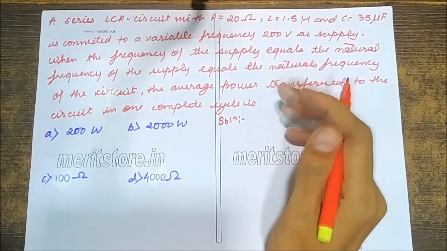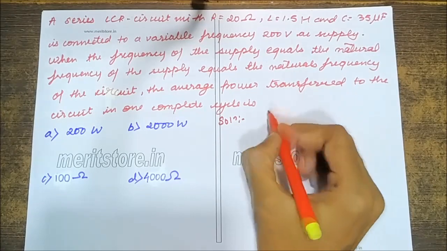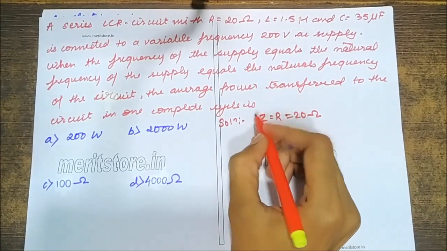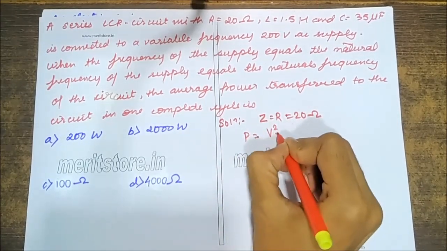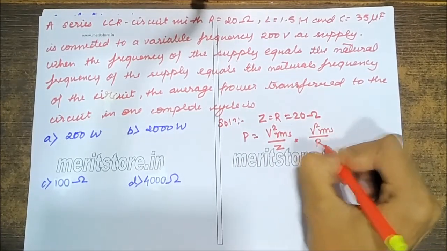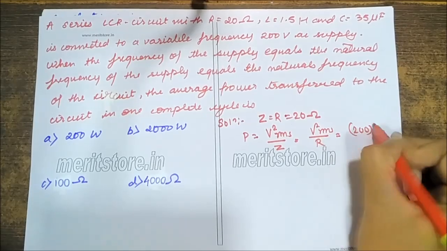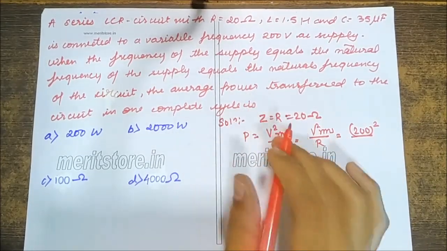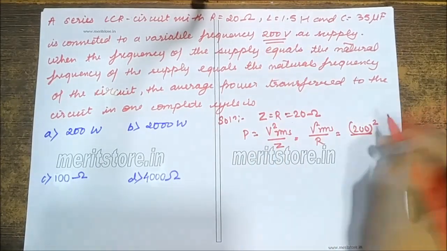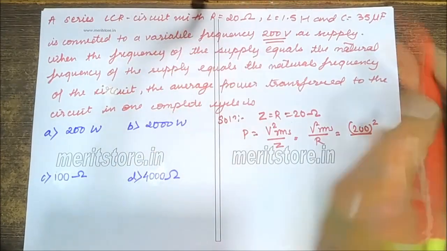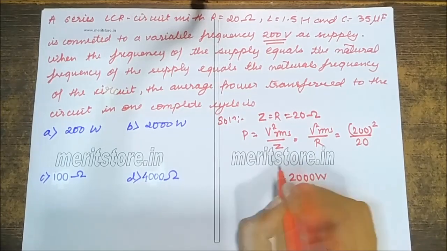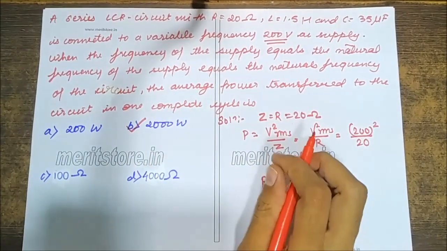If the frequency of the source is equal to the natural frequency, then the impedance Z is equal to the resistance, and that is equal to 20 ohms. The average power is given by V square RMS upon Z, where the impedance has become the resistance, that is 200 square, where the voltage is given to be 200 volts, upon the resistance, which is again 20 ohms. So 200 square upon 20 will give you 2000 watts of power. So B, 2000 is the correct option.